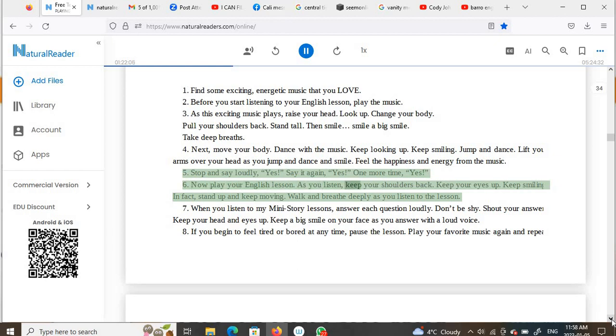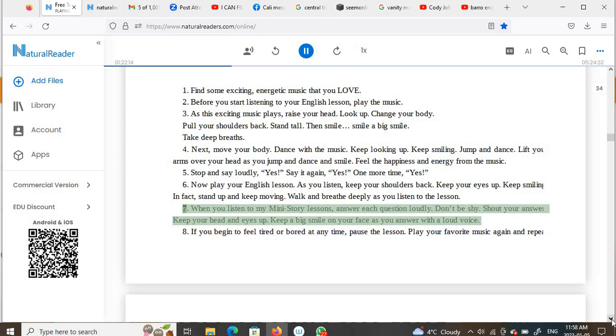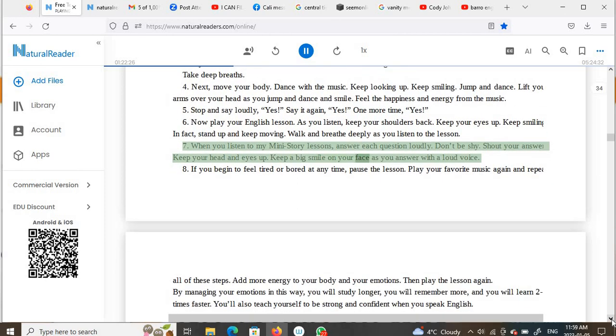6. Now play your English lesson. As you listen, keep your shoulders back. Keep your eyes up. Keep smiling. In fact, stand up and keep moving. Walk and breathe deeply as you listen to the lesson. 7. When you listen to my mini-story lessons, answer each question loudly. Don't be shy. Shout your answer. Keep your head and eyes up. Keep a big smile on your face as you answer with a loud voice.